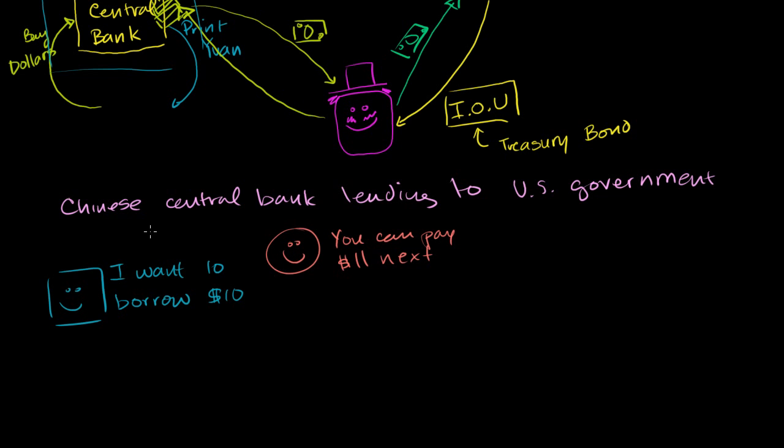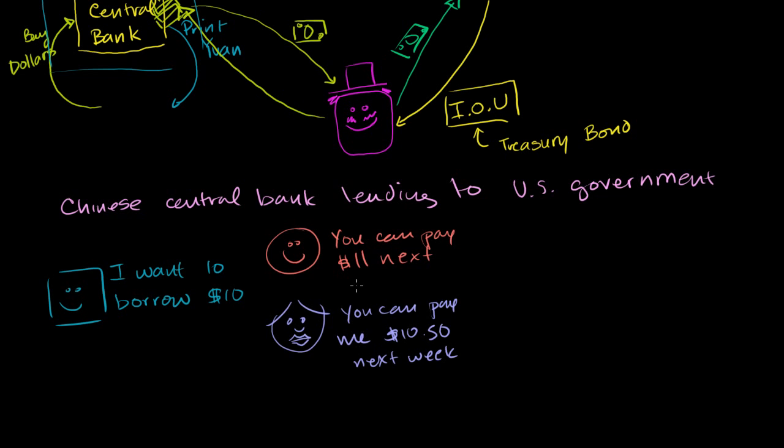But then let's say Mary comes along, and she says, oh, I can do better than Mr. Orange guy over there. This is Mary. I can do better than Mr. Orange guy over there. I'll lend you $10, and you can pay me $10.50 next week.